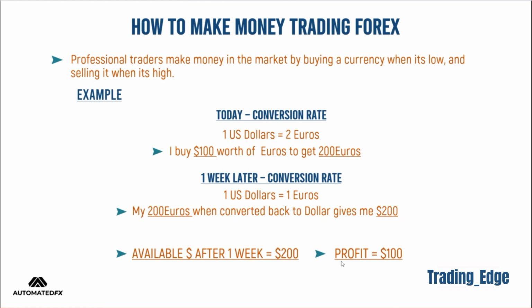So I've been able to make this profit by simply buying and selling at the right time, or at the best prices. So I bought euro when euro was cheap, when euro was down. That's when $1 equaled 2 euros. So euro was down. I bought $100 worth of euros to give me 200 euros, and when euro rose up, I sold it to make a profit of $100. So right now I have $200. So that's basically an example of how we make money trading Forex.